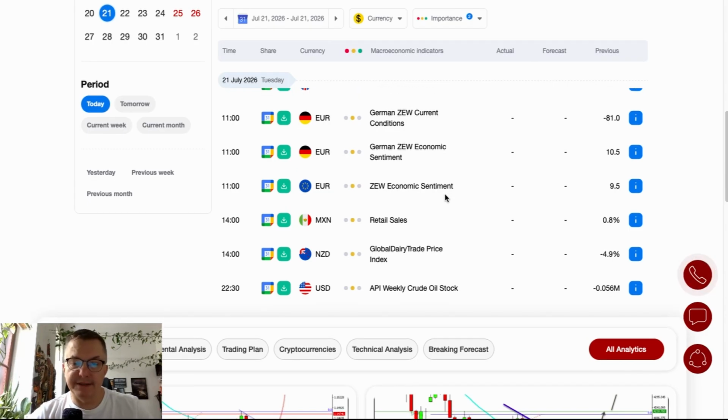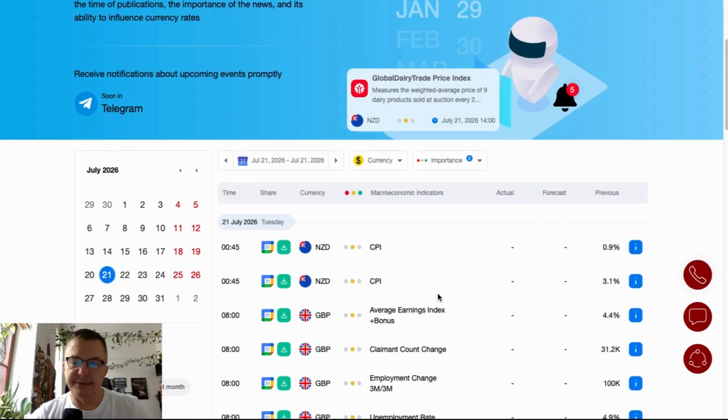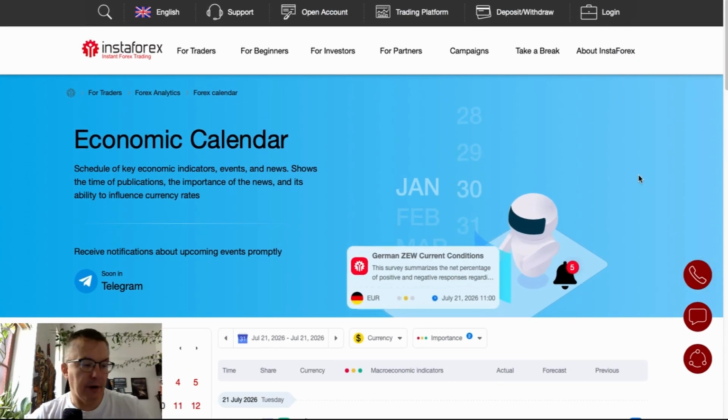Global daily trade price index from the New Zealand is scheduled for release at 2 o'clock, and at the end of the day, 10:30, we got the one and only data from the USA. This is API weekly crude oil stock for all of you oil traders. So as you can see, some data releases medium important for today, no high important data releases. So without any further ado, let's switch to the charts and we start with euro dollar.